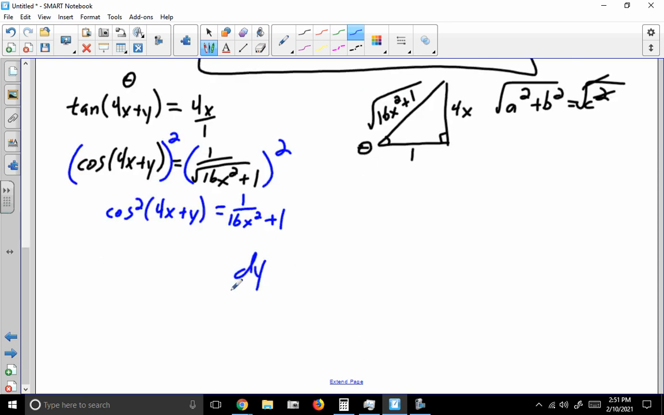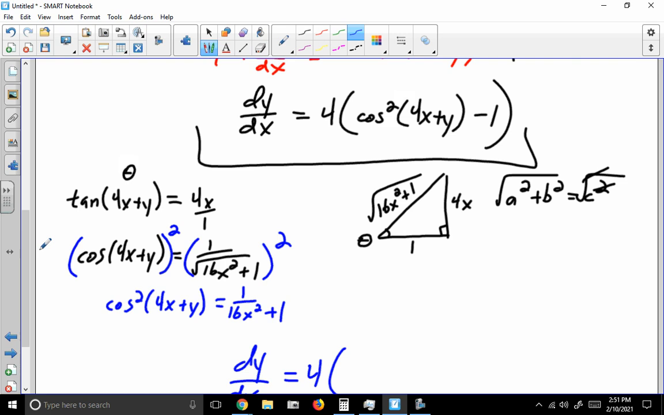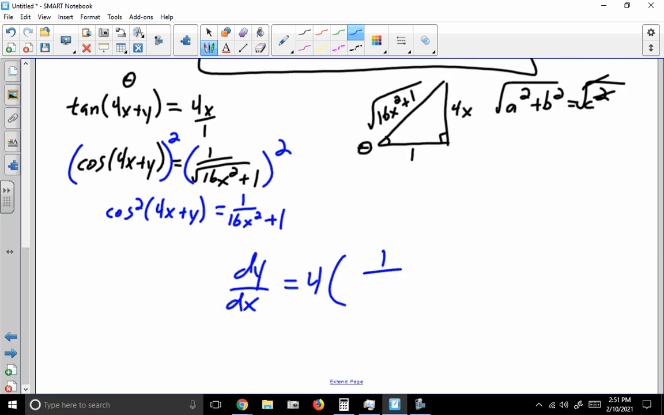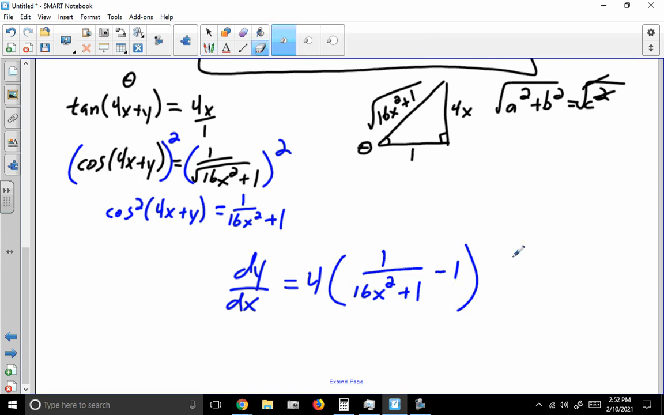So dy over dx, if we don't want to leave a trig function in there, we have a 4 out front. Cosine squared is equivalent to 1 over 16x squared plus 1, and that's minus 1. So this is okay. If we got a common denominator, our common denominator would be 16x squared plus 1, so we would end up with that on top and bottom, and then we could simplify that a little bit from there. We've done enough to get to this point, so that would be okay.